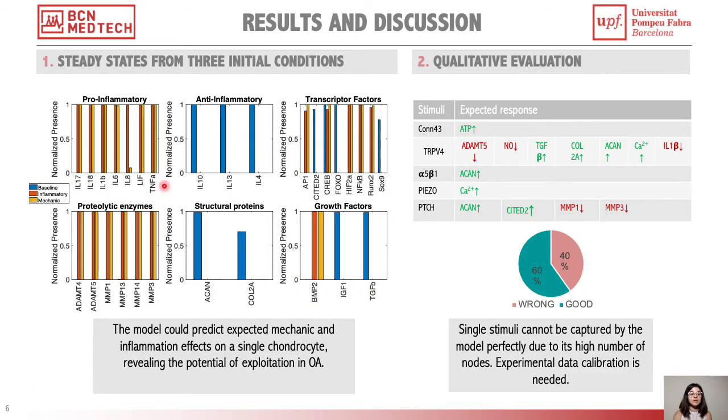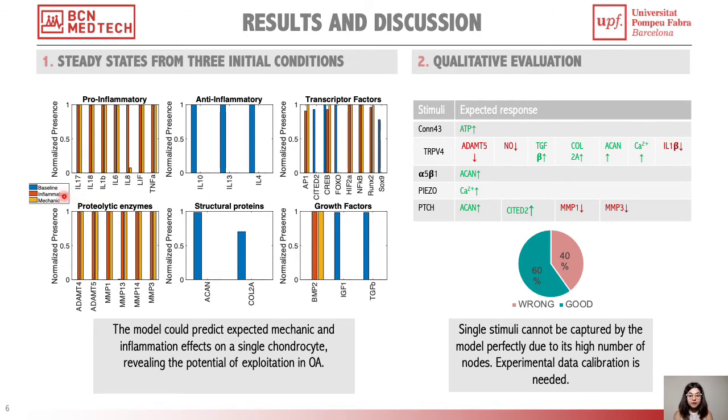If we take a deeper look into the results section, we can see in Figure 1 three different steady states according to three different imposed initial conditions. The first steady state that our network goes to when healthy initial conditions are imposed is a healthy one, because structural proteins, aggrecan and collagen type 2, have high expression rates, as well as anti-inflammatory cytokines and healthy growth factors.